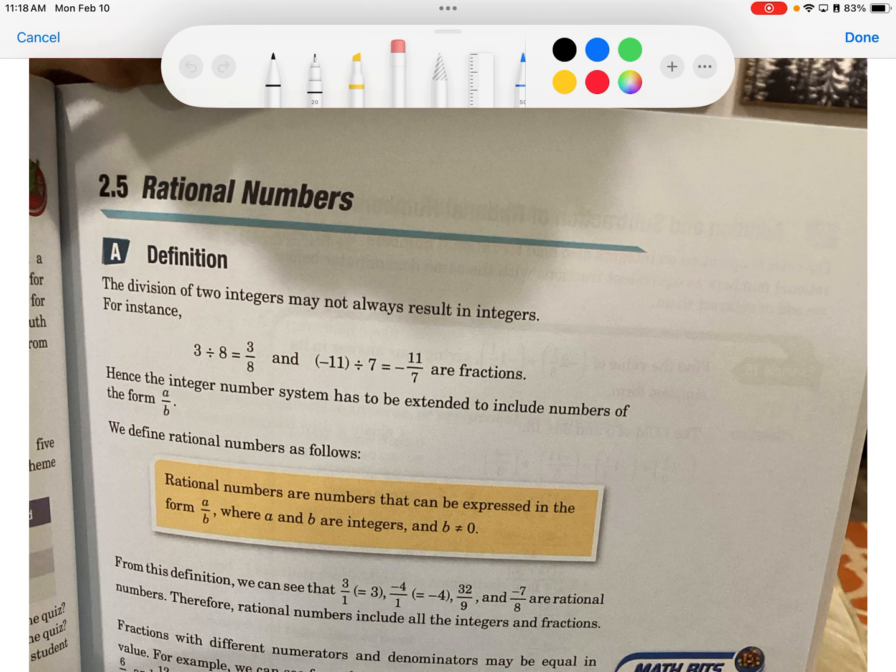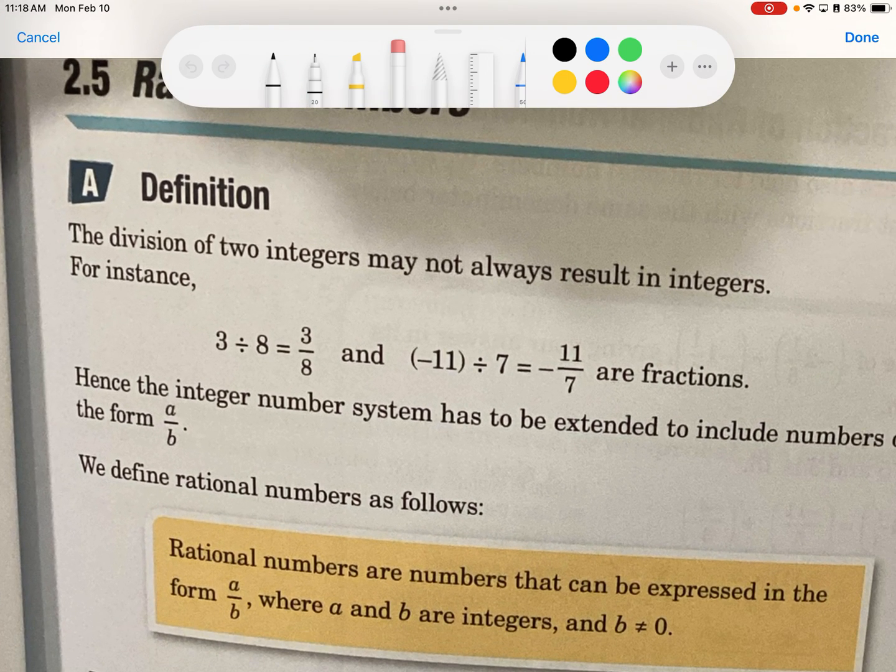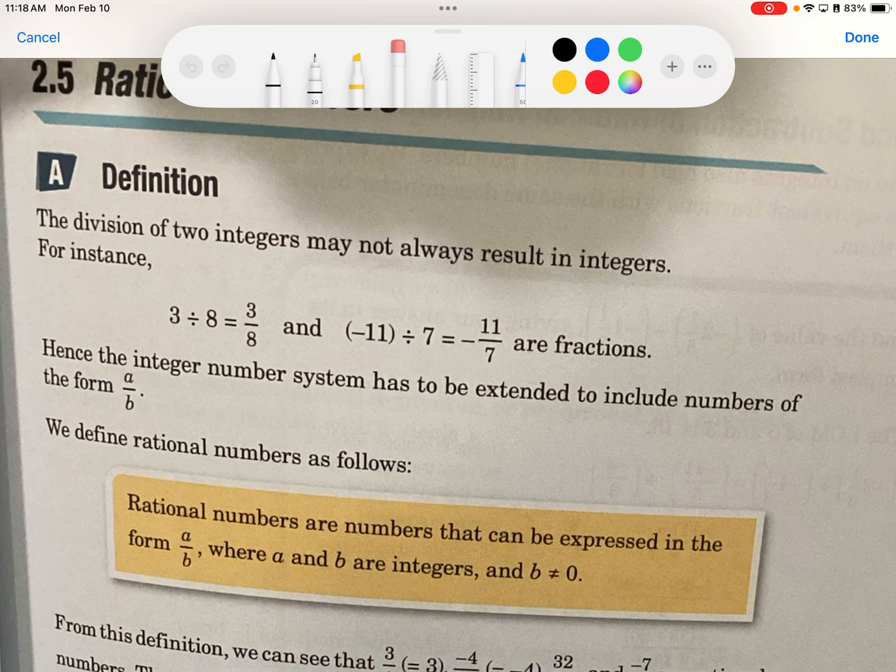Thank you very much. The division of two integers may not always result in integers. For instance, 3 divided by 8, or 3 over 8, and negative 11 divided by 7, or negative 11 sevenths, are fractions. Hence, the integer number system has to be extended to include numbers of the form a over b.